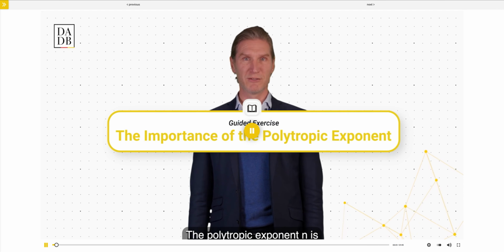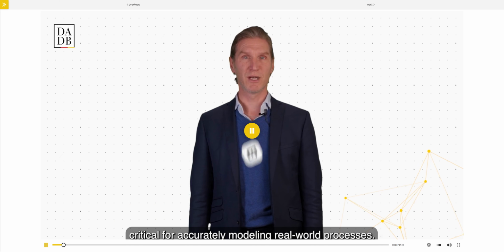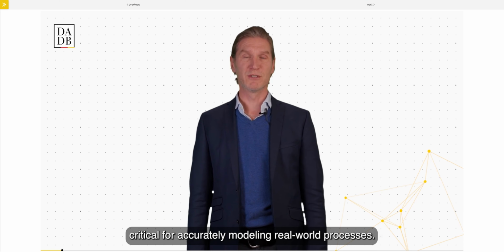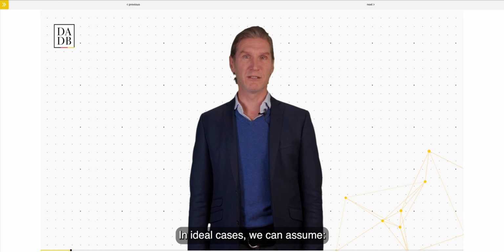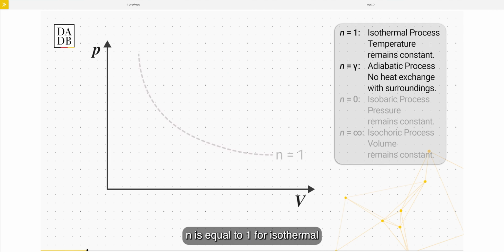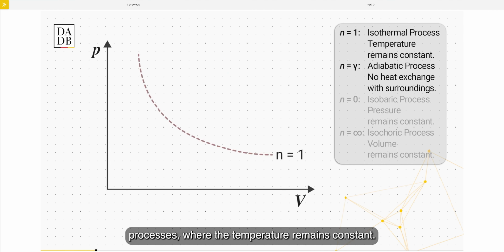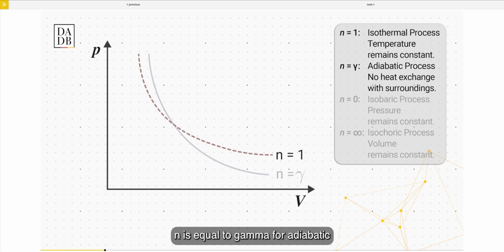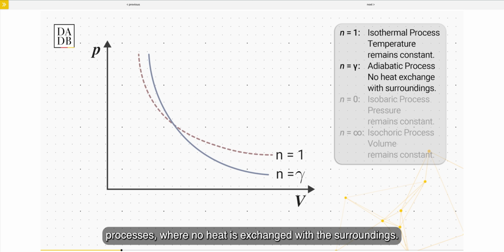The polytropic exponent n is critical for accurately modeling real-world processes. In ideal cases, we can assume n is equal to 1 for isothermal processes, where the temperature remains constant. n is equal to gamma for adiabatic processes, where no heat is exchanged with the surroundings.